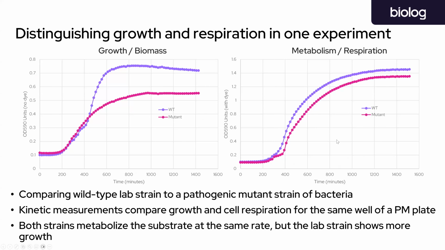So in this set of data, now we're looking at just one well of a PM plate. But on the left, we're breaking it down to look at just optical density with no dye. And then on the right is this metabolism assay with the redox dye. And you can see here that, again, we're going back to our E. coli strains. So this is the wild type and the mutant strain. And you can see that the metabolism graph looks very, very similar. So they're both metabolizing the substrate at the same rate. But the wild type strain is able to grow or divide more than the mutant strain.